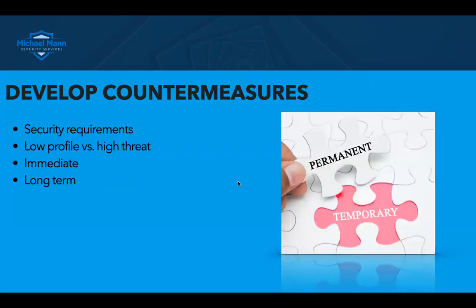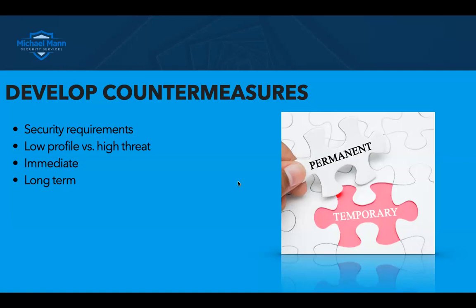The next step is to develop countermeasures. So what are the security requirements? Now that we know what the threats are, what are the security requirements going to be to protect our principal? Is it going to be low profile versus high threat or high profile? Most of the time in our environments, corporate, church security world, etc., a lot of this is going to be low profile, so it's not going to be something that's very overt. There may be some exceptions, but for the most part, this is going to be low profile in our environments.